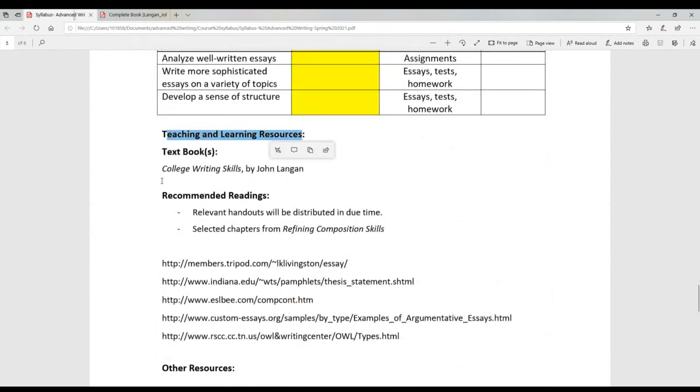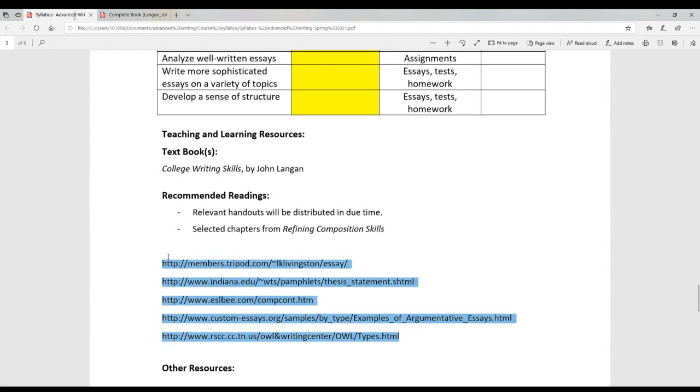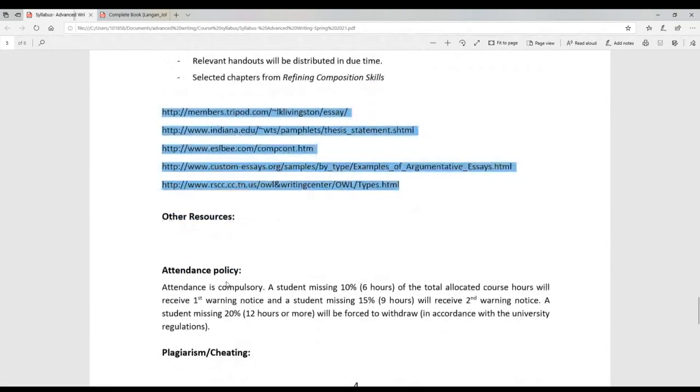The teaching and learning resources: textbook, College Writing Skills. All right, recommended reading. There will be, inshallah, relevant handouts. I'm going to upload them, inshallah, on Blackboard. Also, these websites can be useful for you, bimashiatillah. If you go to them, they provide very, very useful information about writing in general.